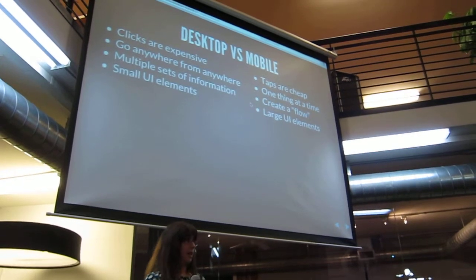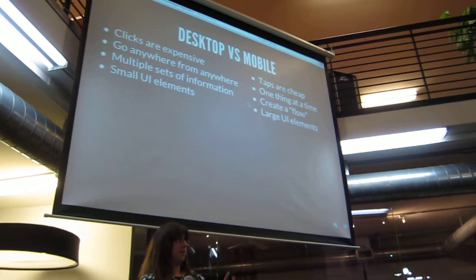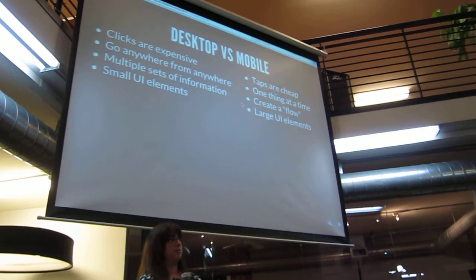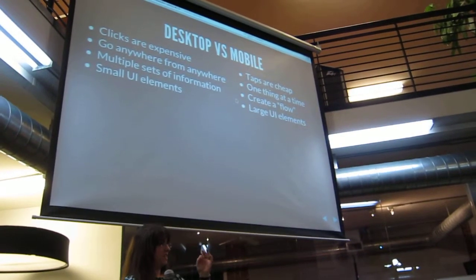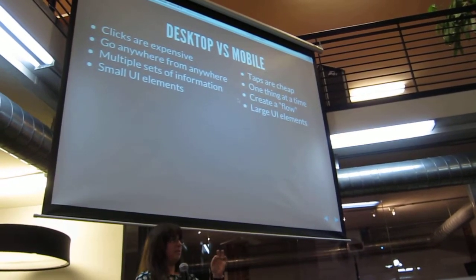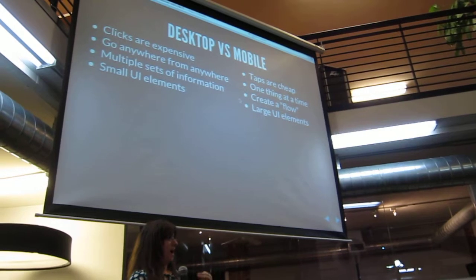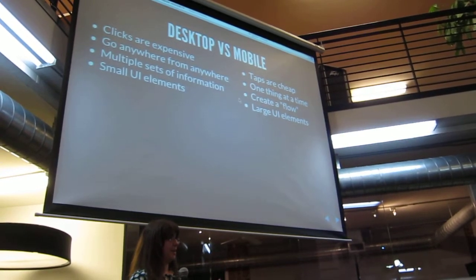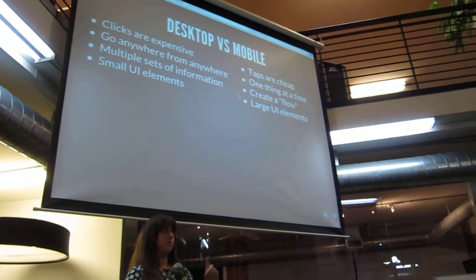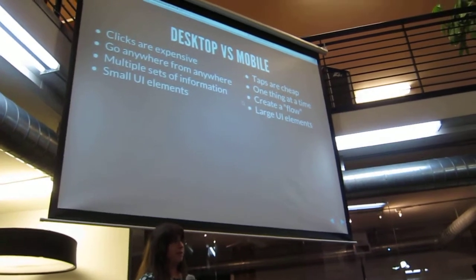And then large UI elements. Your finger is much bigger than your mouse, much bigger. A mouse click is generally like 10 by 15, 15 by 15 pixels. Apple's official guidelines state that a tap area for iOS is 44 by 44, if not larger.